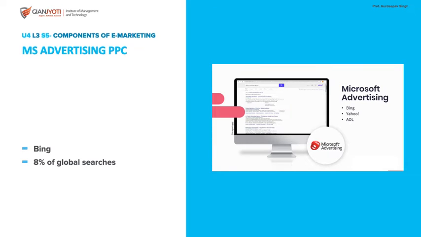Microsoft has also started PPC, and they call it Microsoft Advertising. Since Bing is their search engine, Bing, Yahoo, or America Online AOL, around 8% of the global searches are done on Microsoft Bing. So this is also something which is effective and one can use that.